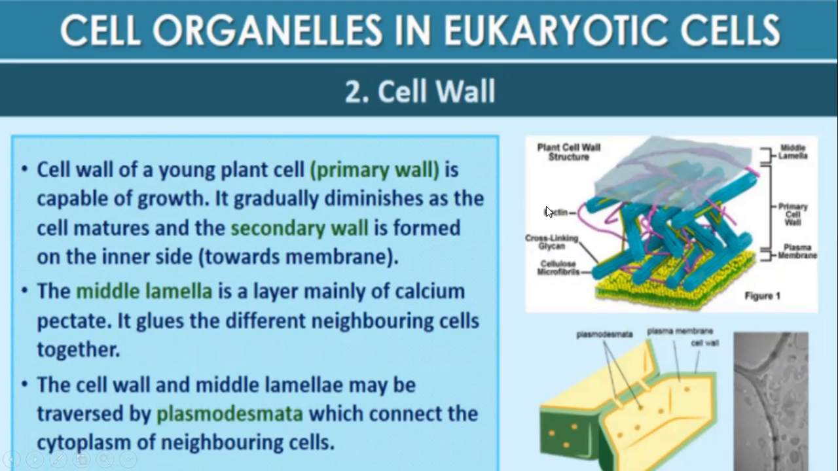The other thing which you have is the primary cell wall composition, which is made up of cellulose, and the secondary cell wall is made up of lignin and suberin.